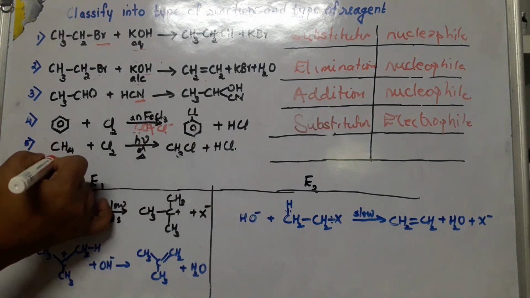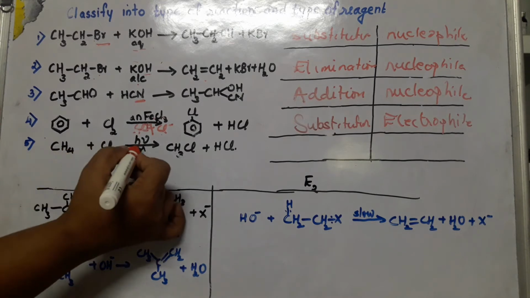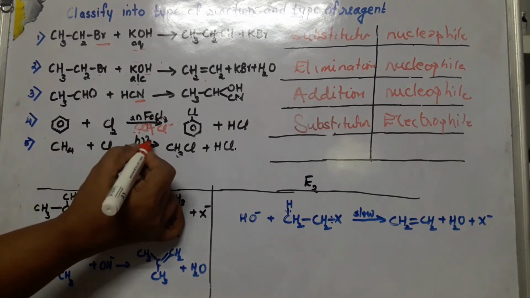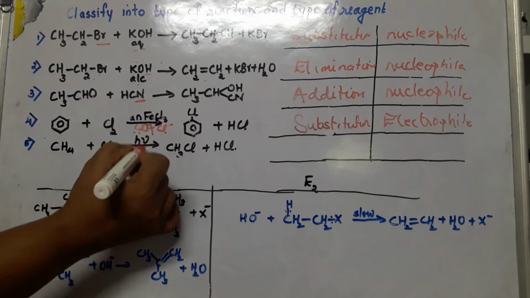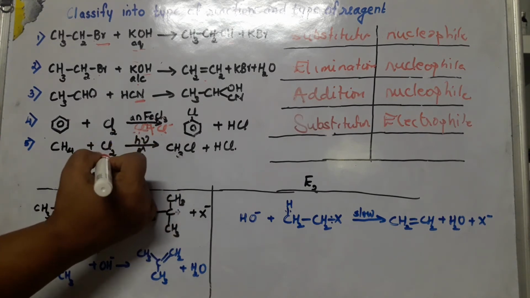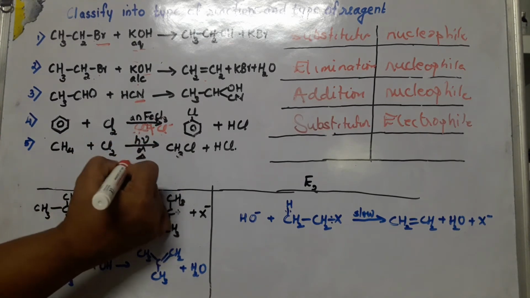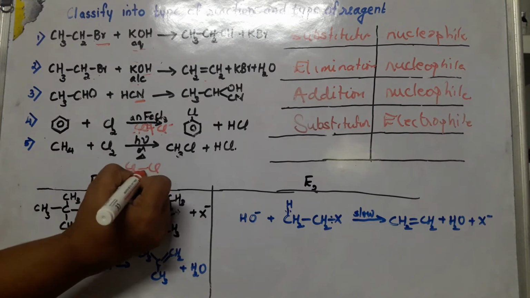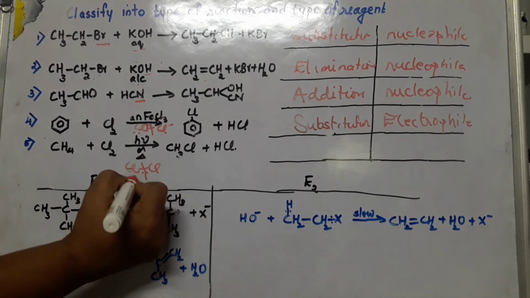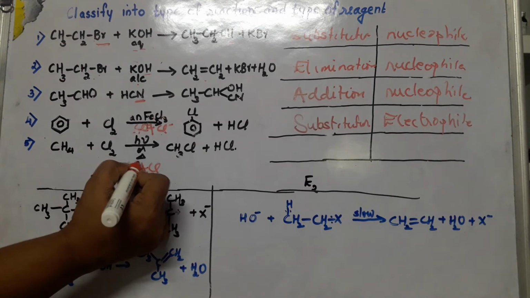Now look at the fifth one. Methane is treated with chlorine in presence of diffused sunlight or UV radiation or heat. Any such condition when you see, then the reagent will be undergoing homolytic fission. It will be undergoing homolytic fission resulting in free radicals. Cl dot will be formed.